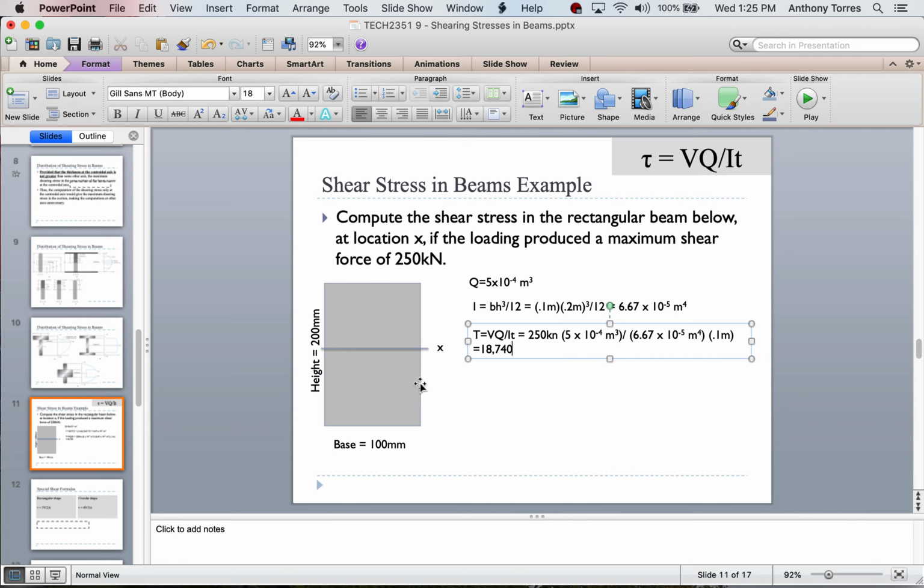I do all that math right there, and it gives me 18,740. Now what are our units? We will get kilonewtons over meters squared after everything cancels out. Kilonewtons over meters squared is a kilopascal. So the stress due to this section is 18,740 kilopascals. And that's how you solve these guys. If you figure out the Q, which we did from before, then you figure out the I, and then just plug everything into the equation.